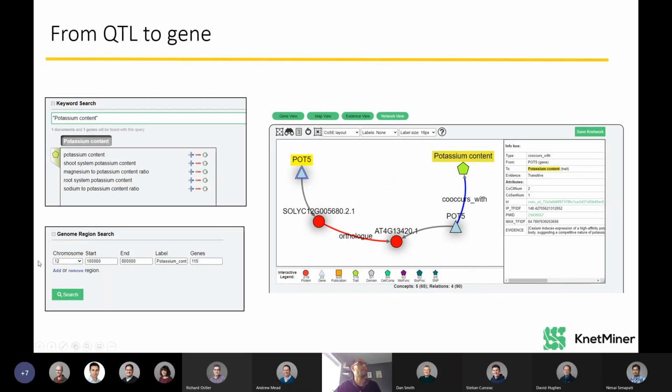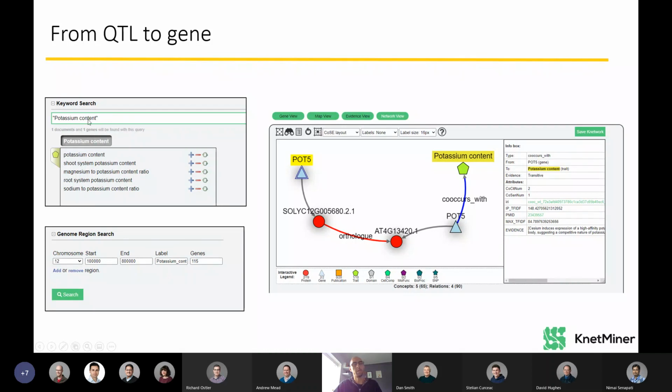The NetMiner user interface allows me to define a QTL region. So for example, here, my QTL is on chromosome 12. It starts at this base pair, ends at this base pair, and it contains about 115 genes in that region. So I specify my QTL.